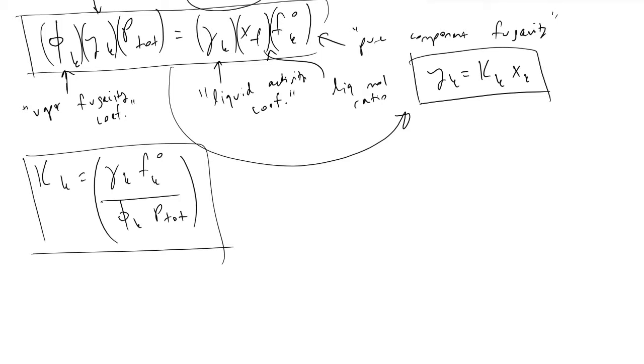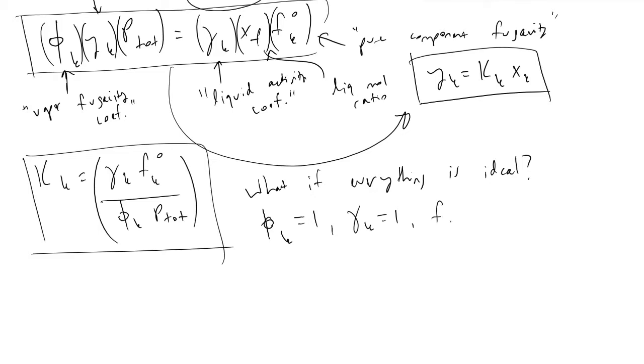Now, it is important to ask, what if everything is ideal? Well, in that case, what we can say is that our vapor fugacity coefficient phi_k will be equal to 1, as will our liquid activity coefficient gamma_k, and our pure component fugacity will be equivalent to the saturation pressure of that pure component, and this can come from Antoine's equation.